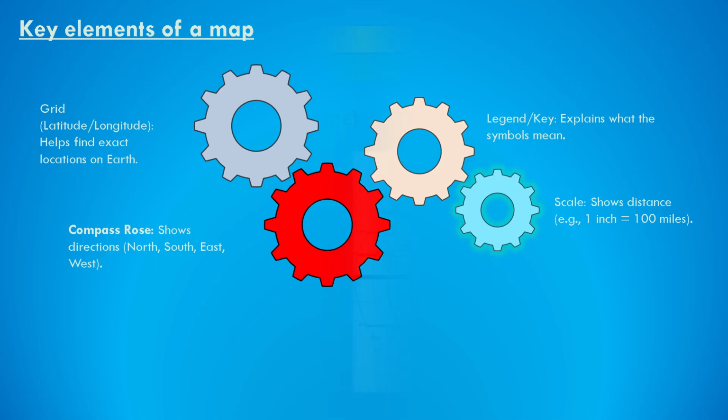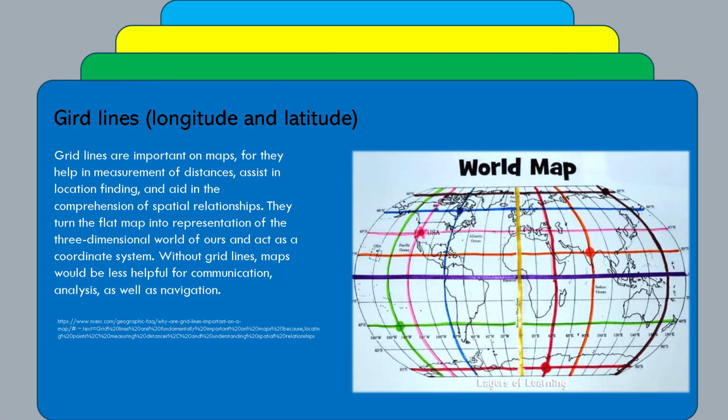Moving on. And now I'll be explaining each example of the key elements. And to start off, we have grid lines. So grid lines shows the longitude and latitude. Grid lines are important on a map, for they help in measurement of distance, assist in location findings, and aid in the comprehension of spatial relationship. So spatial relationship is the relationship between two places in space.